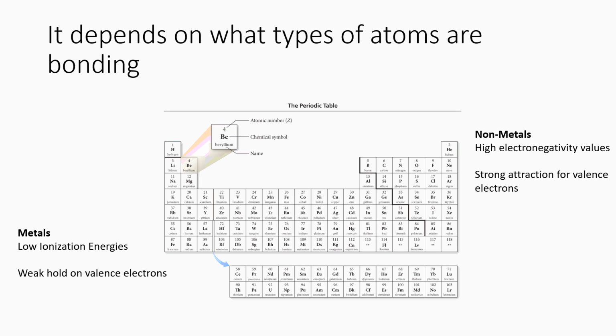Two useful categorizations we can make here is whether the atom is a metal or a nonmetal. The metals are over here on the left-hand side of the periodic table. Based on our periodic trends, we know they have low ionization energies. They've got a relatively weak hold on their valence electrons. Over here in the upper right-hand corner, we've got the nonmetals. They have high electronegativity values. They've got a strong attraction for valence electrons.